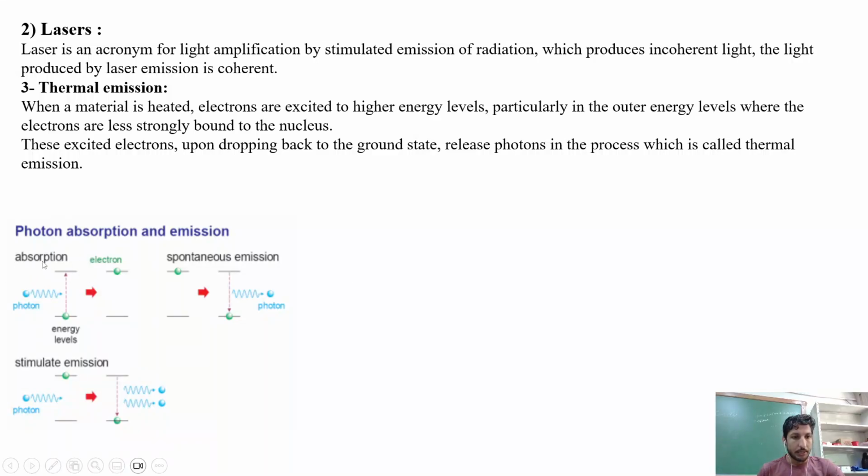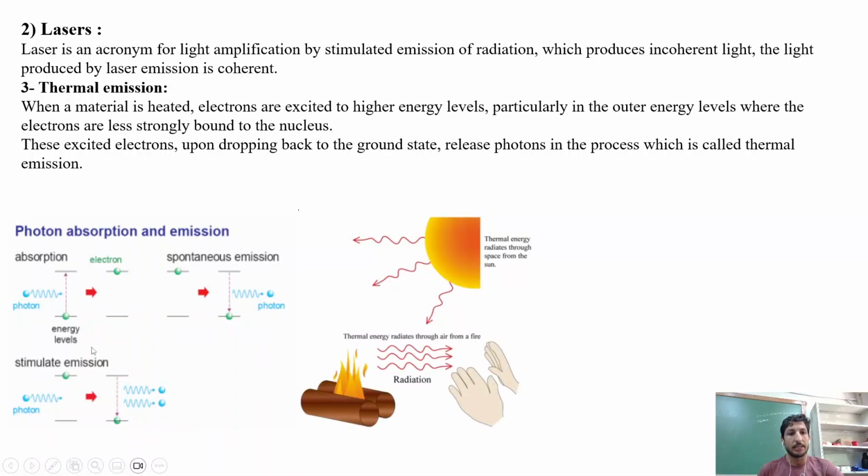For example, the absorption here shows the absorption phenomenon when a photon falls. The electron goes to the high energy state and then comes back, and there spontaneous emission happens. There is also the phenomenon of stimulated emission, in which a photon comes in and then two photons are emitted. So that's called stimulated emission.